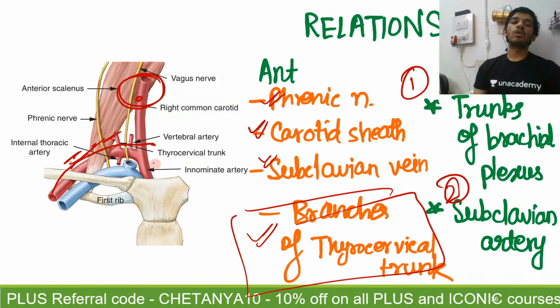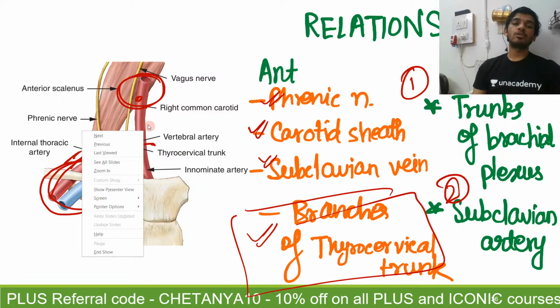Now I hope from this you can also make out a very important relationship of the first rib. The first rib is also important. Just note this, what is drawn. First of all, posteriorly, what is attaching?